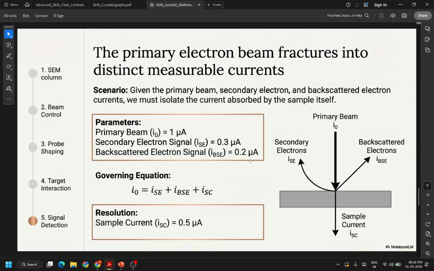Next is to measure the yield of the sample. To get the yield, the governing equation is given by Kirchhoff's law, that is I0 equals ISE plus IBSE plus ISC. So SE is your secondary electrons current, BSE is your backscatter electrons current, and SC is your sample current. So from here you can calculate your yield. Secondary electron yield will be ISE by I0, backscatter electron yield will be IBSE by I0.